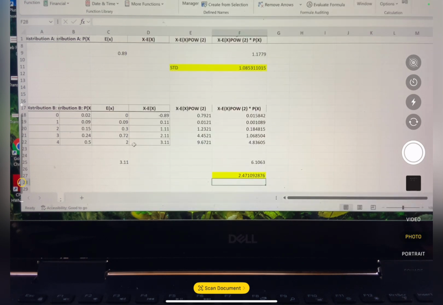Let me double check the formula. Here it's equal to this. Okay. Here also it is okay. This E of x expected value is correct. Now checking this one. Oh, I see. Because here we have it frozen. That's why it kept it. So what we are going to do, hold on.